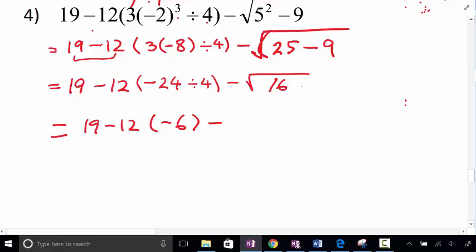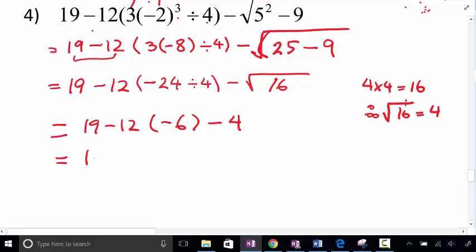So remember, what's square root mean? What times what? What times by itself gives you 16? And that's 4. 4 times 4 gives you 16. So 4 times 4 equals 16. Therefore, okay, the square root of 16 is actually 4. All right, so all I need to do is write 4 there.